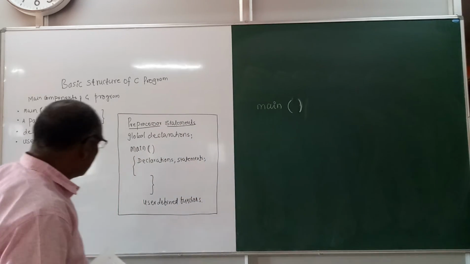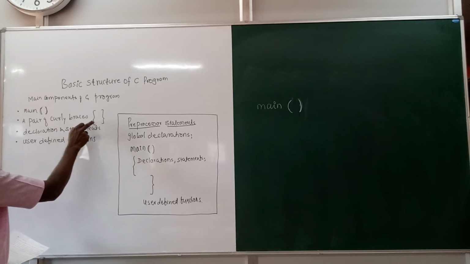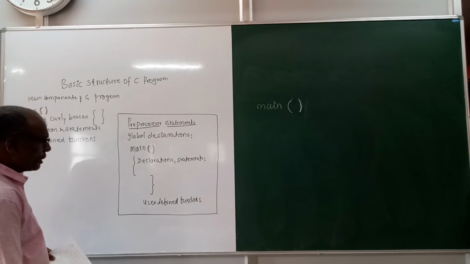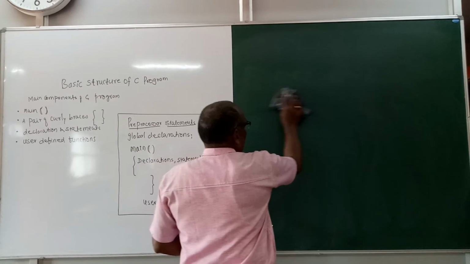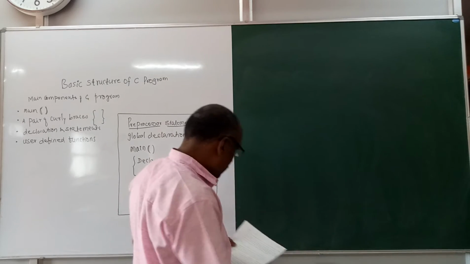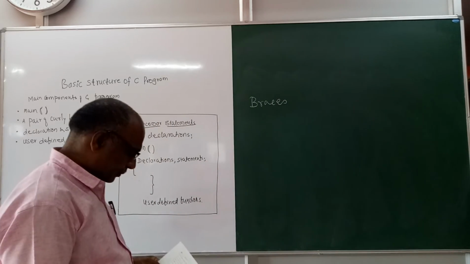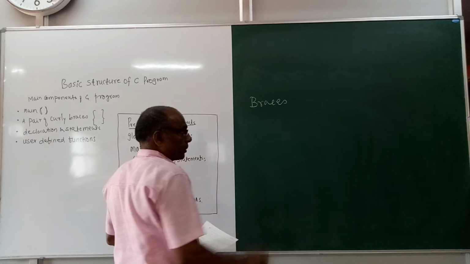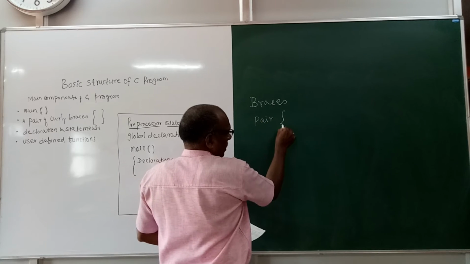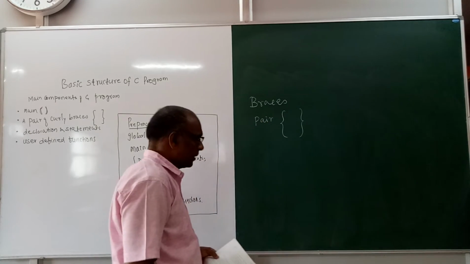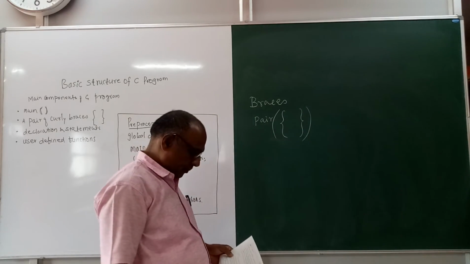I have written curly braces. This is one curly brace. A pair of curly braces is another component, another part of a C program. Let us say something about the curly braces. I'll write here: braces, B-R-A-C-E-S. There are two. Every C program uses a pair of curly braces here.